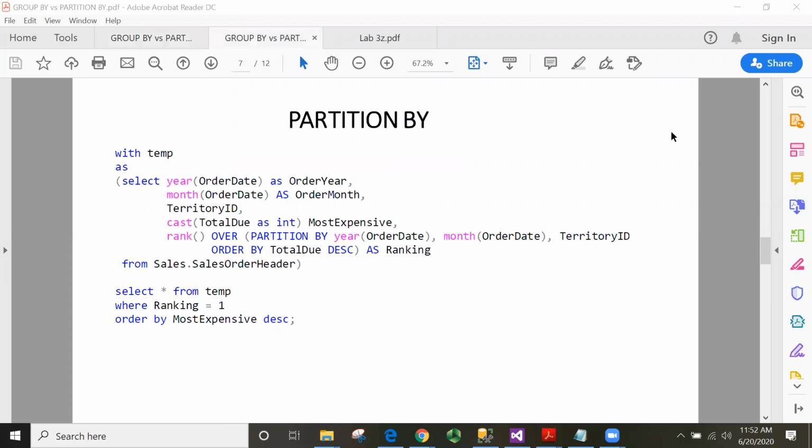You want to pay attention to the details, okay? We want to get the most expensive order for each territory, right? Each month, each year, each territory. So we use a common table expression.